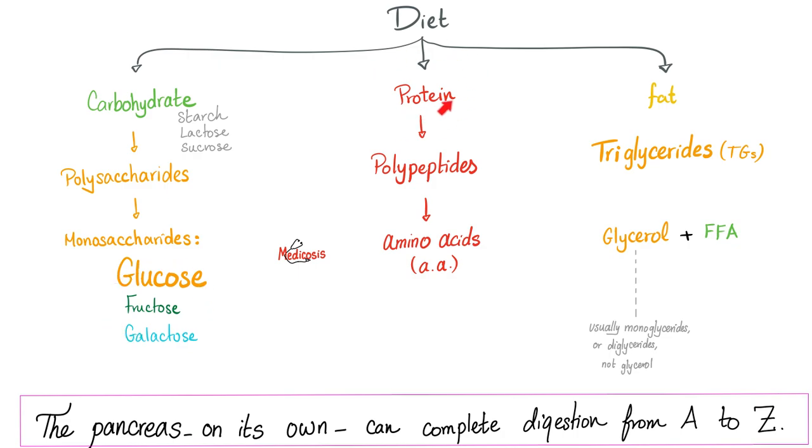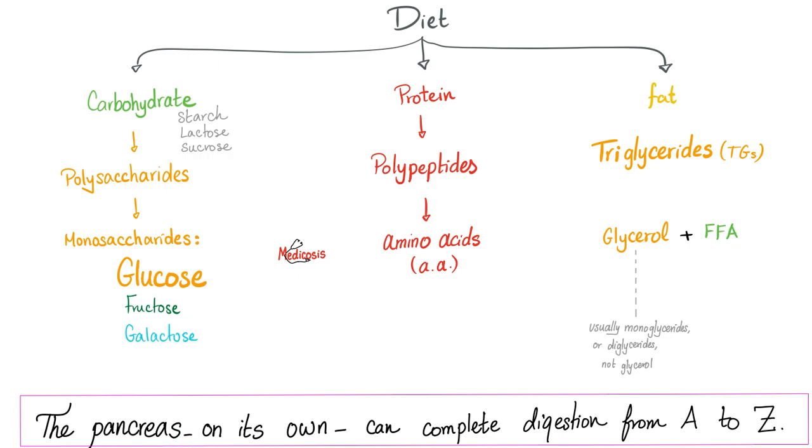How about proteins? We start big with proteins. Then you digest them and break them down into polypeptides, and then oligopeptides, and then dipeptides, and then peptides, and then amino acids. You will be able to absorb the amino acids. Fat, you start with big fats. This is what you eat, triglycerides. And then we break them down into free fatty acids and glycerol. I say glycerol tongue-in-cheek. It's actually monoglyceride and diglyceride, not actual glycerol.